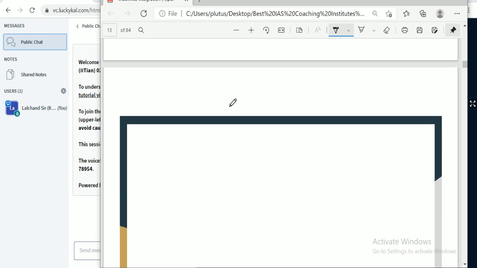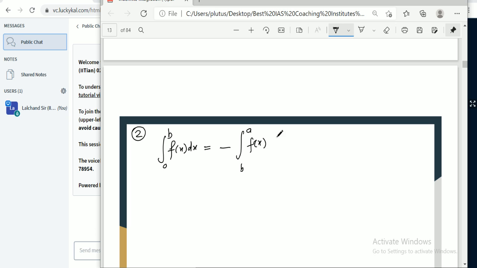So there is a second property: integral a to b f(x) dx is equal to negative of integral b to a f(x) dx. This is the second property. If we change the limit from a to b to b to a, if we reverse the limits, then there will be a negative sign.